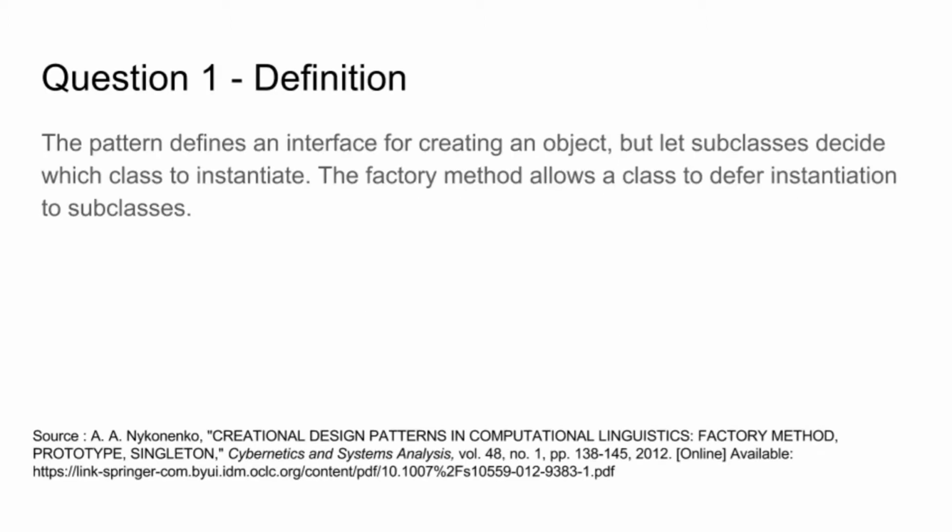The source mentioned below says that the intent of the factory method is to define an interface for creating an object, but allow the subclasses to decide which class to instantiate. The factory method allows a class to defer instantiation to the subclasses. Later we will see why this is useful.